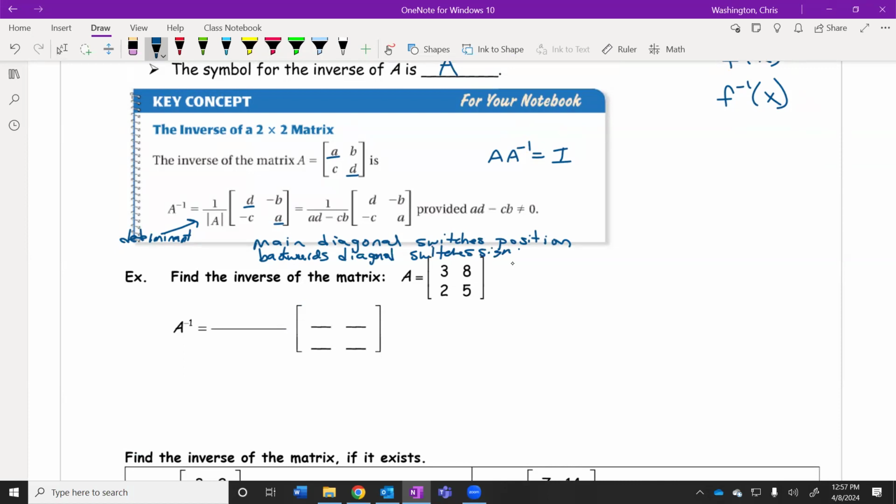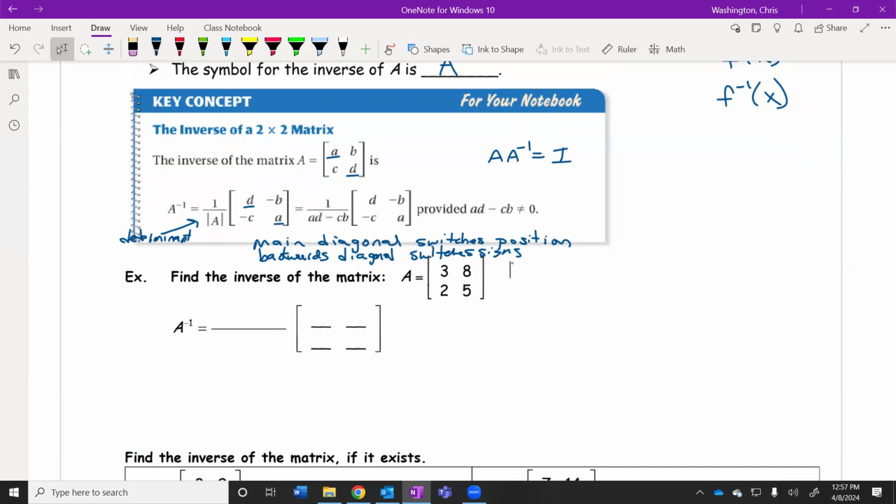So the forward diagonal switches positions. The backwards diagonal changes signs, however you want to say that. And that is going to give me a matrix in which, if I multiply it by the original matrix, all of this stuff is going to happen, where the answer is going to be that identity matrix 1, 0, 0, 1. Lots of things are going to cancel out. Lots of things are going to multiply to give us 1.